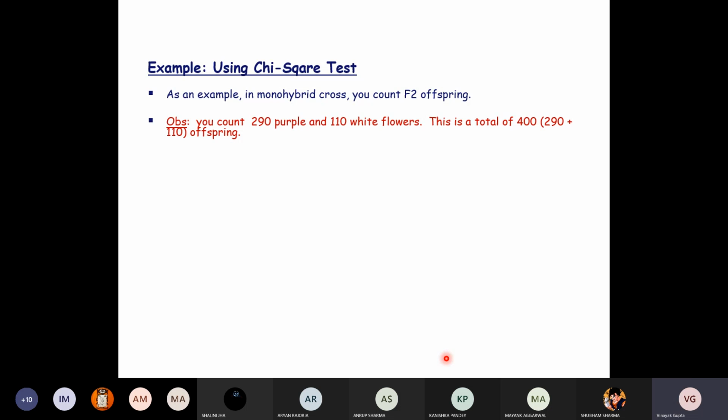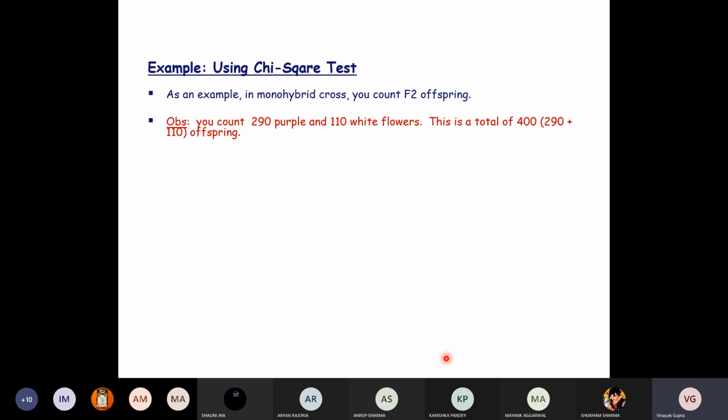Remember one thing here, we are discussing only the problems with respect to Mendel's laws. But the chi-square test is applicable to Mendelian genetics as well as non-Mendelian genetics. Whenever you do a cross, you will get the genotypes and phenotypes, and you have to do the chi-square test to see whether it is following Mendelian or non-Mendelian genetics.